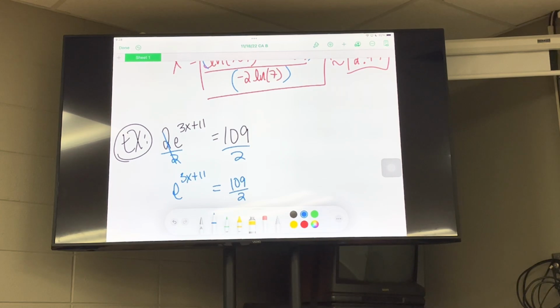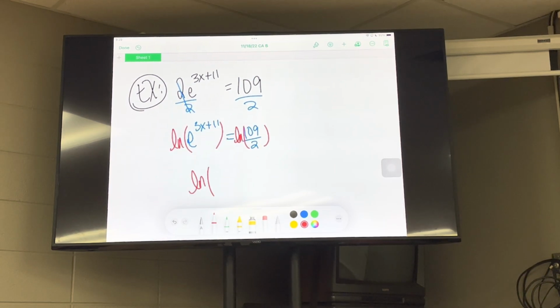Okay, again, can't get the same base. So how do I get the x out of the exponent? Natural log of both sides. So I take the natural log here, take the natural log here. So I end up with the natural log of e to the 3x plus 11 equals the natural log of 109 divided by 2.